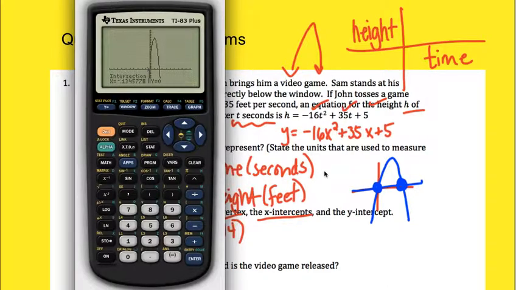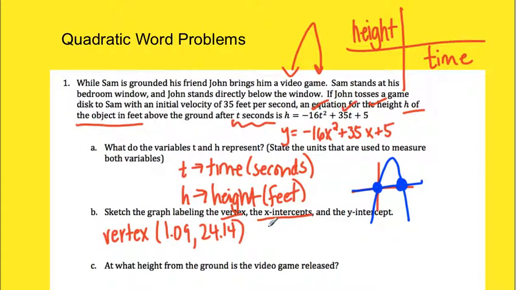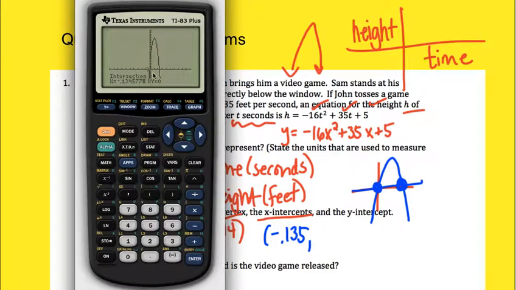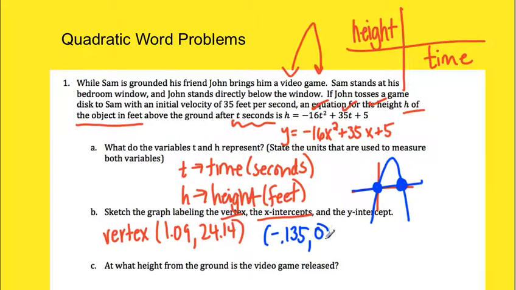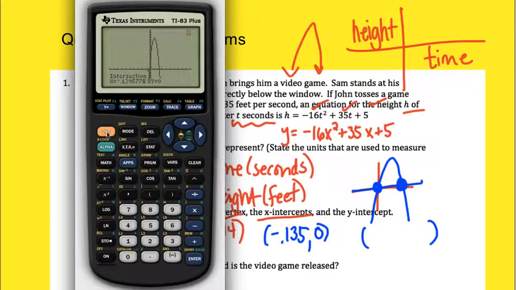And there it is. Negative 1.35, comma 0. So that's one X-intercept. And let's find the other one. I'm going to do the same thing. Second, trace.